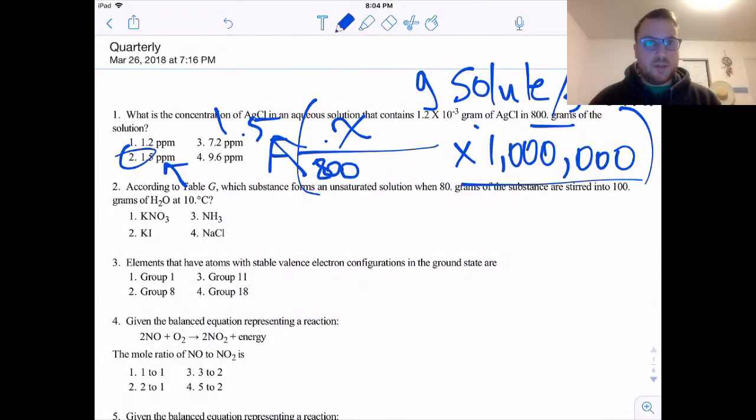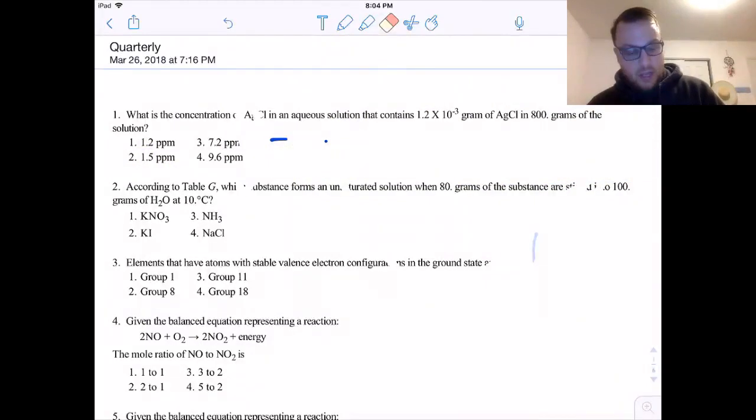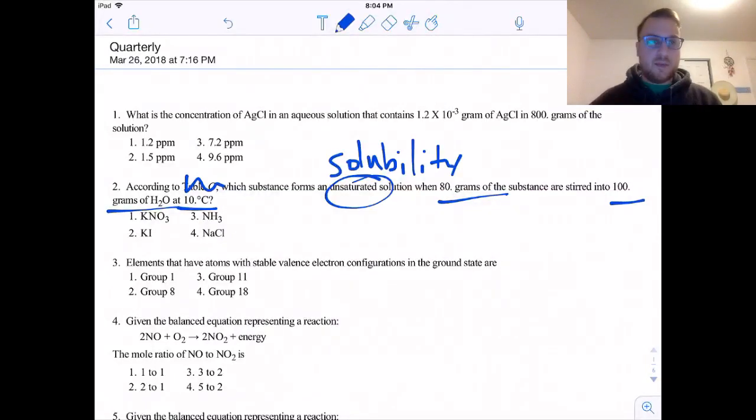This next question's nice because it just tells you to go to table G. I always like when the questions tell you where to go. If it didn't, we'll pretend like it wasn't there. If you start seeing unsaturated or something about solubility, temperature, water, it's table G every time. So you see something about saturated or solubility, you see a mass of water, you see a temperature, your brain should think table G, if the problem doesn't tell you to go to table G.